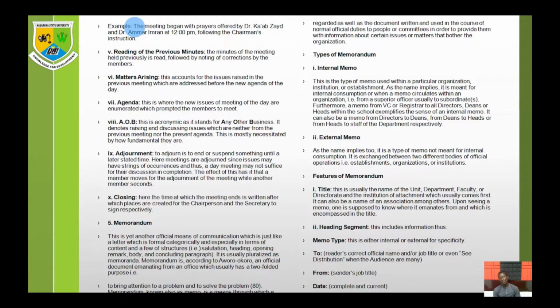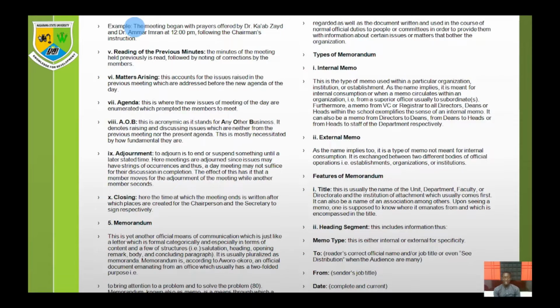The next item or feature is matters arising. This accounts for the issues raised in the previous meeting which are addressed before the new agenda of the meeting. For instance, in your previous meeting there are issues that we raised. In matters arising, you have to account for those issues raised previously in your meeting which are addressed. You have to address them before you introduce a new agenda for the present meeting. You have to take minutes, being the secretary whose responsibility is to take minutes.